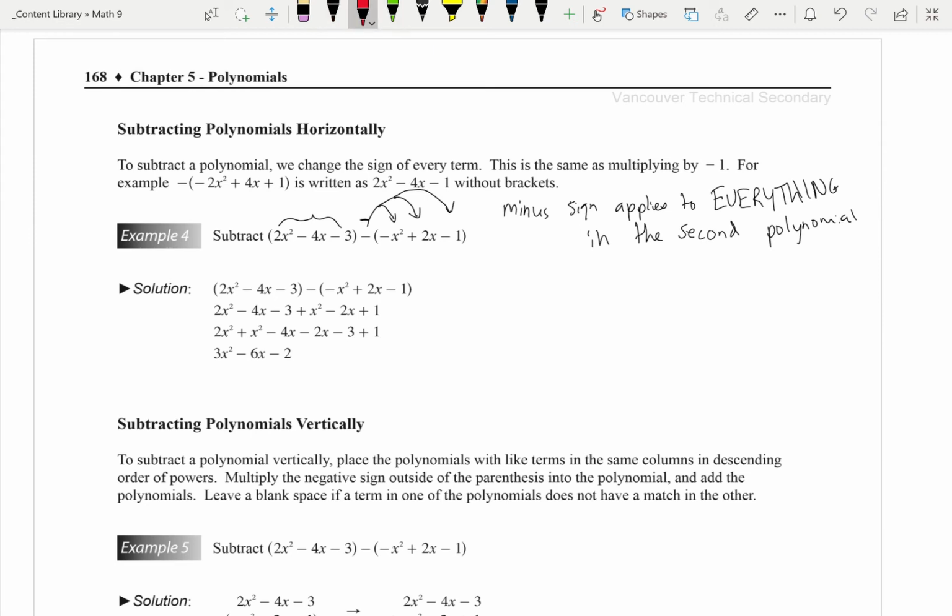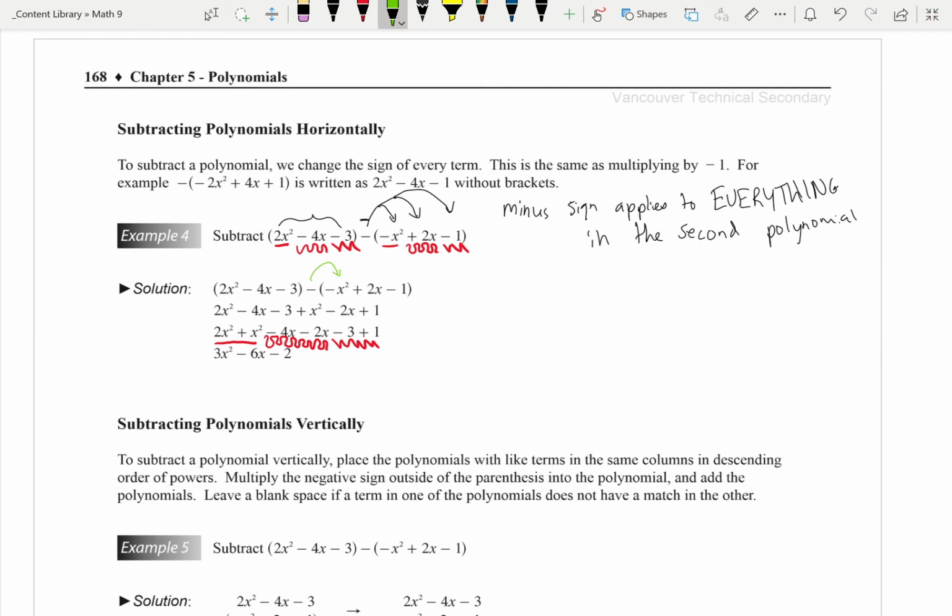So when I solve this problem, again, underlining can help. I'm going to start by underlining my x squareds. I'm going to underline my x's. And I'm going to underline my constants. Because at the end, what you'll notice is they will always work towards having their like terms together to make it easier to add horizontally. But before that, I need to deal with this negative sign.